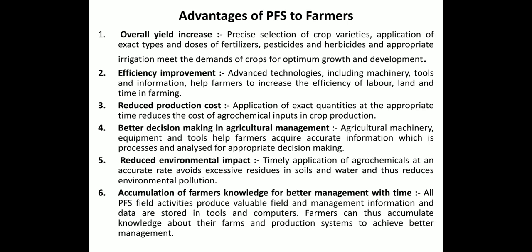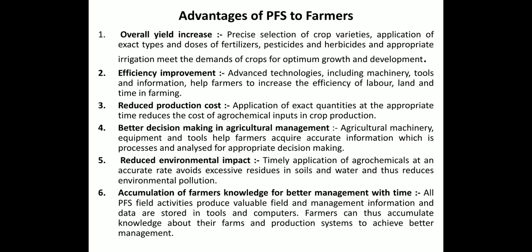The advantages of the precision farming system towards the farmer are overall yield increase, efficiency improvement, reduced production cost, better decisions in agriculture management, reduced environmental impact, and accumulation of farmers' knowledge for better management with time. These are the major advantages of the precision farming system towards the farmer. That is, first one, overall increase in the yield.